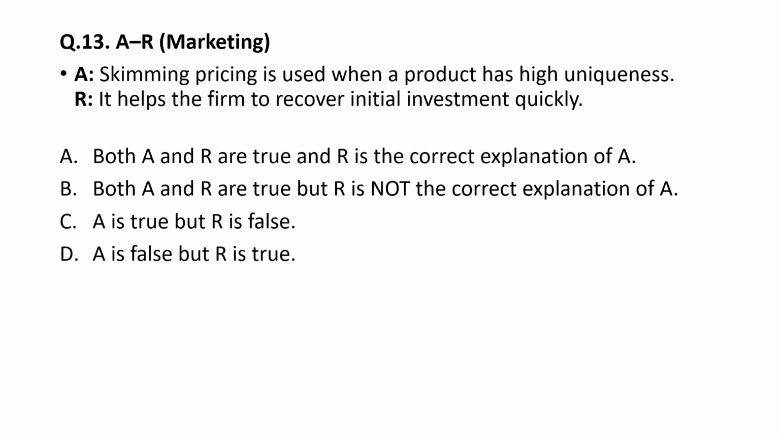Skimming pricing is used when a product has high uniqueness. What is the meaning of skimming pricing? Fixing high prices when the product is introduced. So you keep the price high, that is skimming pricing. Reason, it helps the firm to recover initial investment quickly. So obviously both statements here are correct, and reason is the correct explanation of your assertion. So that means correct answer is option A.